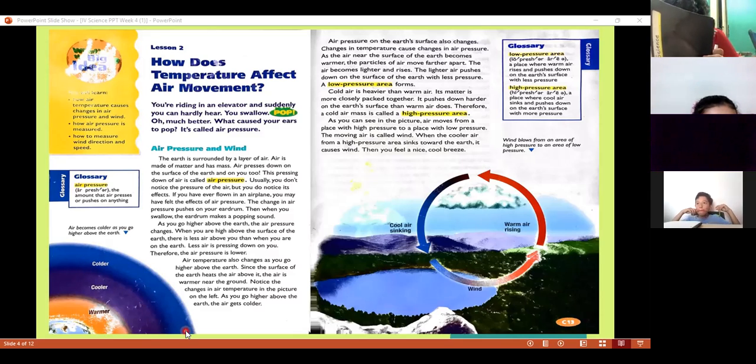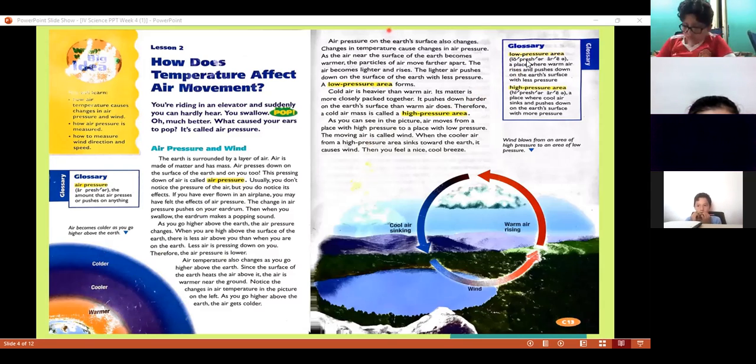So the higher you get, the colder the temperature is going to get. That was mentioned also in the video. The boy was mentioning this: the higher you are, the colder it's going to be. And here it's warmer because it's closer to the earth. So this definition is related to low pressure and high pressure.